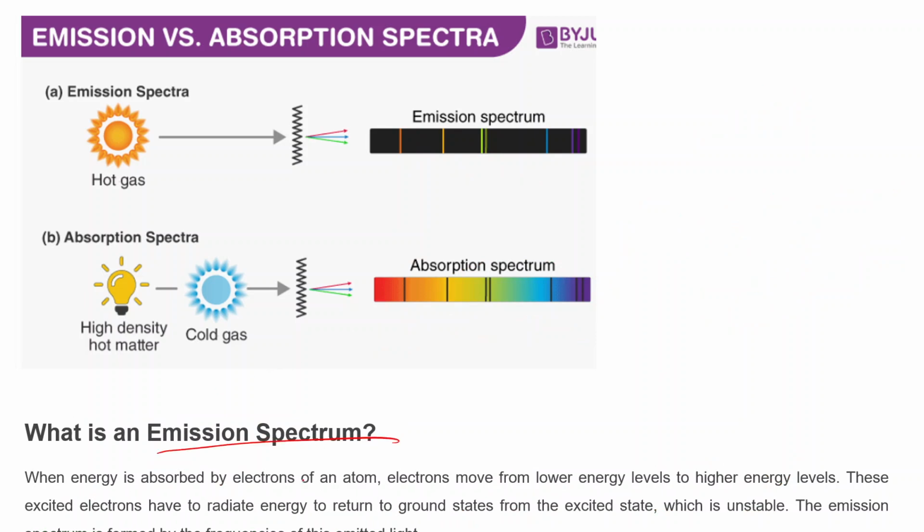When energy is absorbed by electrons of an atom, electrons move from lower energy to higher energy levels. This part we don't know how it's happening, but for our case we just start that it is at a higher level. Now from there, when excited electrons have to radiate energy to return to the ground state, they'll emit some wavelength, some radiation, which we'll see, and this is known as emission spectra. So these are the two types of spectra.